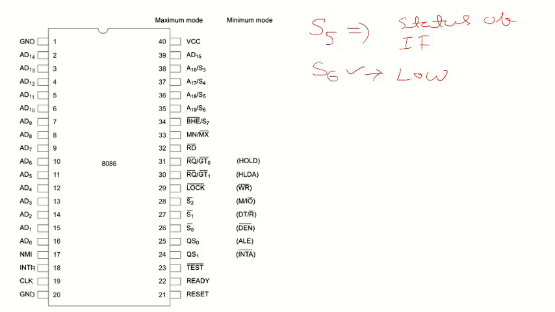So what is the meaning of S6 being low? Whenever S6 is low, it means the 8086 is using the buses. It means whenever S6 is low, all the system buses, address bus, data bus, control bus, all of them are handed over to the 8086, because at that time the 8086 is using those buses.